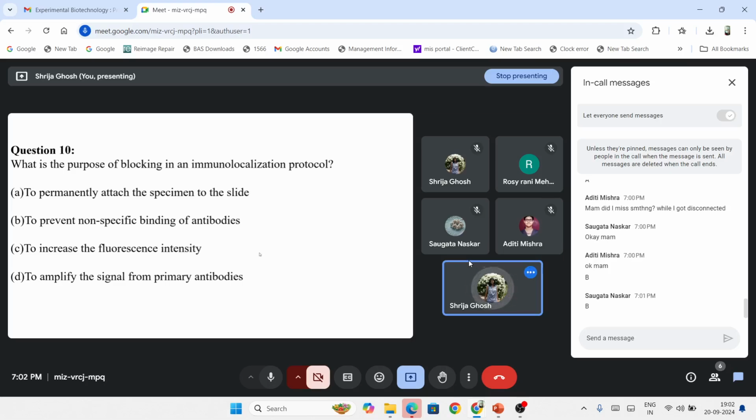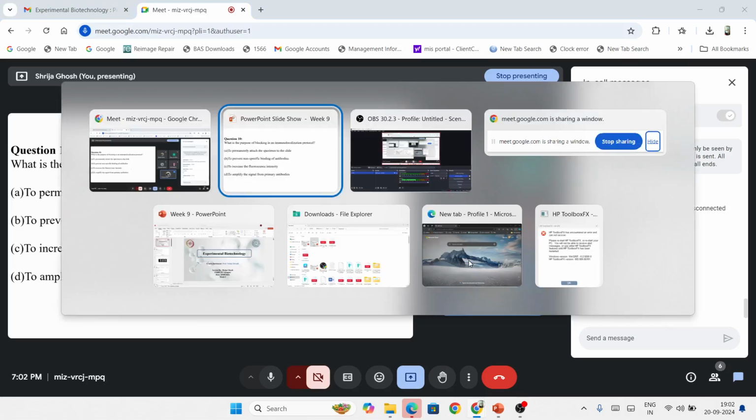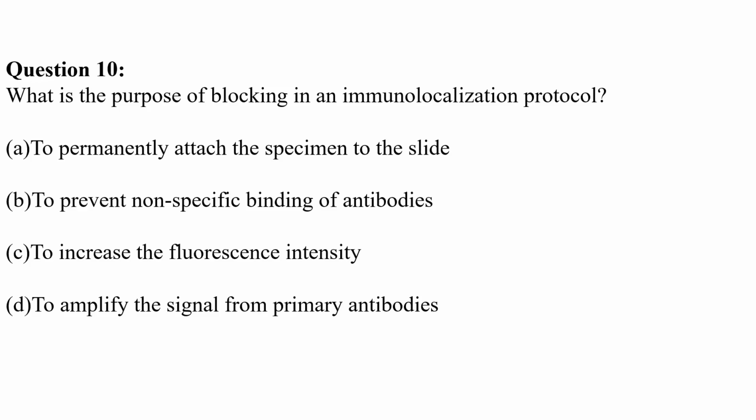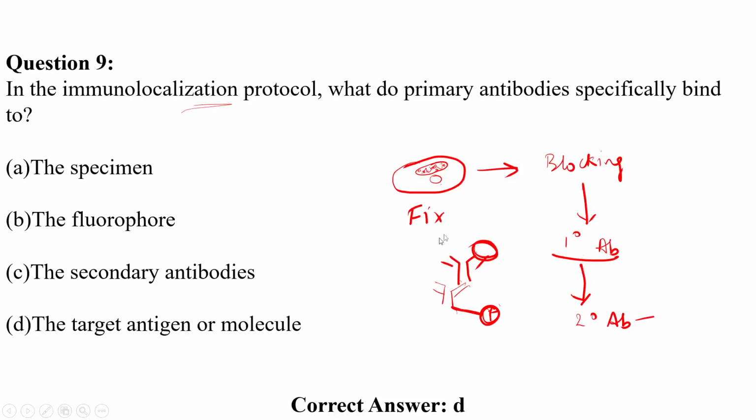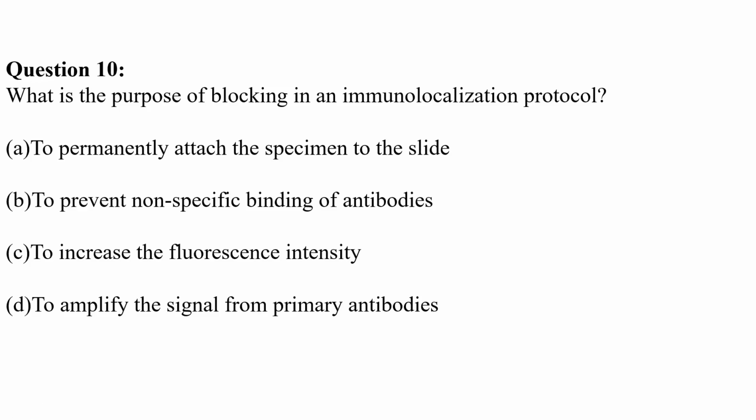Option B is the correct answer. We do the blocking step to prevent non-specific binding of antibodies. As I was explaining in the previous slide, we do the fixation and then we do blocking. Blocking is done using BSA, bovine serum albumin. BSA will go and bind to all the surface. Then after addition of BSA, when we add our antibody, it will only bind to the target molecule for which it has higher affinity. It won't stick to other locations because those locations are blocked.